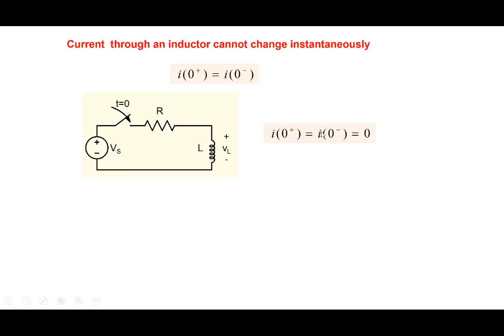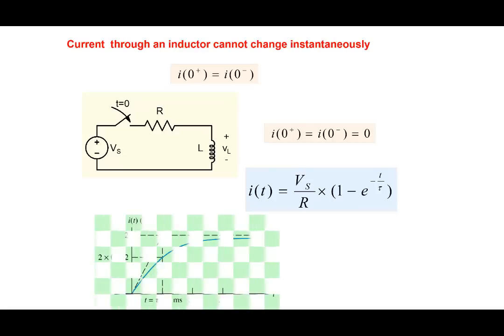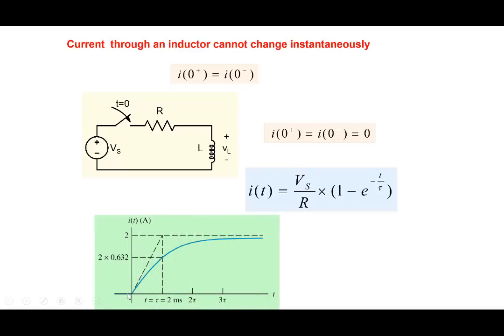Okay, so I0 minus is 0, so then I0 plus must be equal to 0 here. So we put that in our final expression, and we get I(t) equal to Vs by R, (1 minus e to the power minus t by tau) here. So that's how an inductor current builds up slowly, and it takes 3 time constants to reach 95% of its final value.